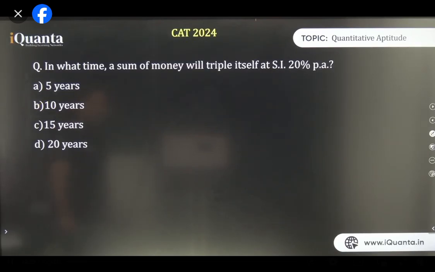Great. The next question. In what time will a sum of money triple itself at SI 20% per annum? Harsh has come up with his answer. Harsh says 5 years. Himanshu says 15 years. Okay, I'll wait for some more answers.